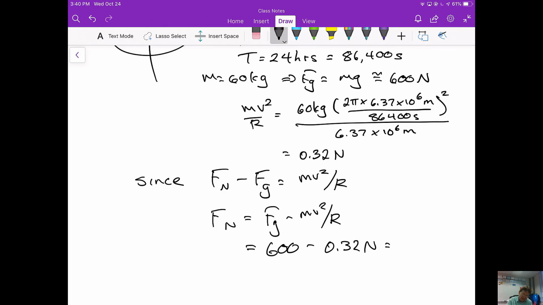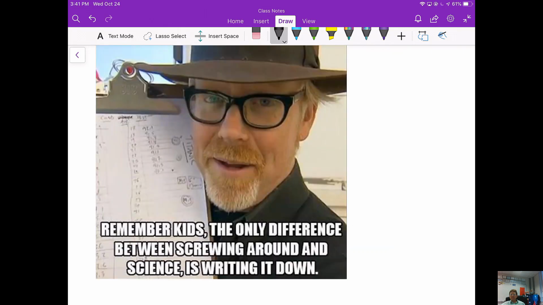Therefore, the effective weight is smaller by such a small amount, right? We don't really notice the difference. I mean, it's a measurable difference. The normal force that the floor exerts on me is slightly smaller than my actual weight, and it's smaller by that amount. So the fact that the Earth is rotating makes us feel a tiny bit lighter than we actually are, but not really noticeable.